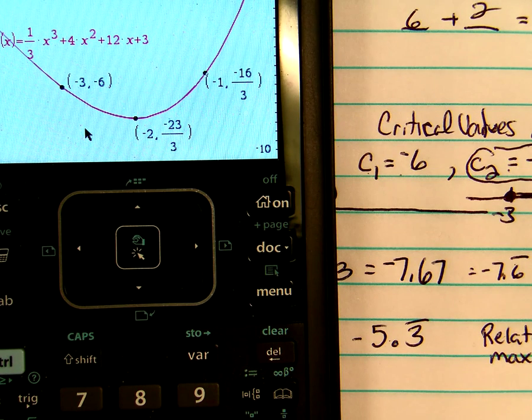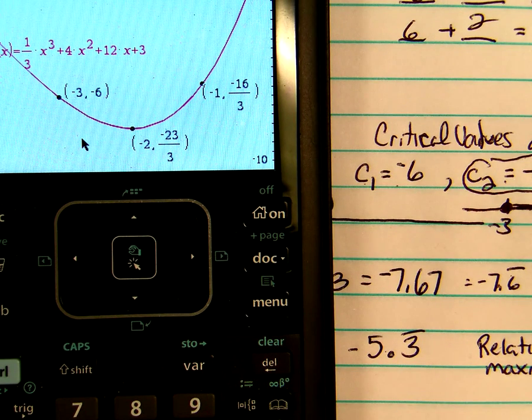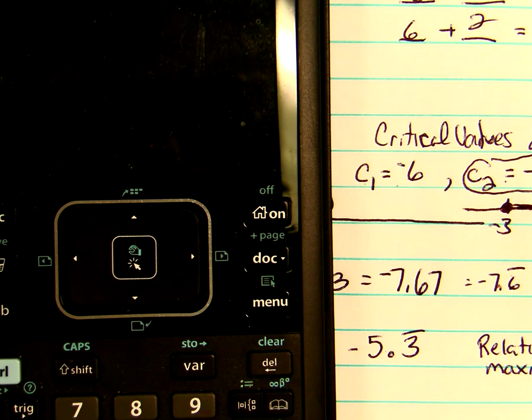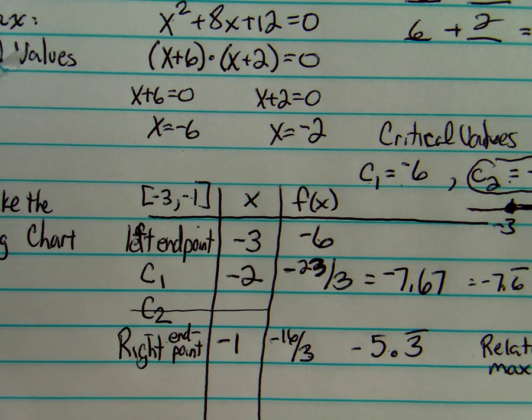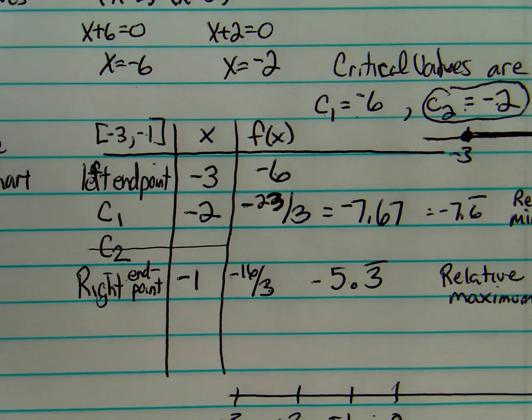Take the derivative, set it equal to 0, find the critical numbers, then set up the chart: do the left endpoint, all your critical numbers that fit in the interval, then your right endpoint. Plug them into your calculator or figure out what their values are, and you're good to go. And all you have to do is make a decision. Which is the biggest number? Which is the smallest number? And those are going to be your relative minimums and your relative maximums. Piece of cake.